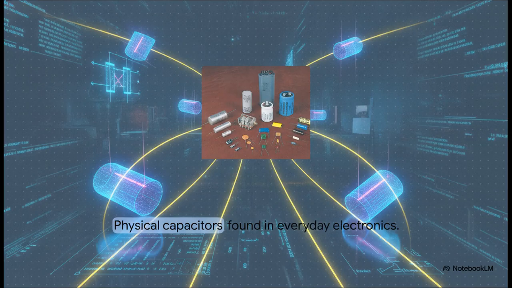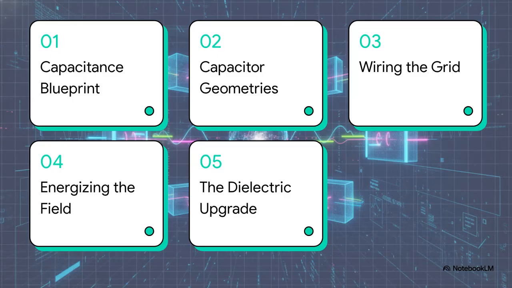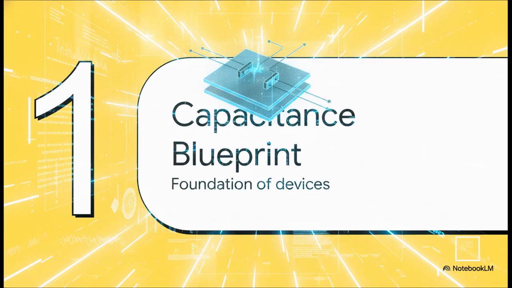That is exactly the problem our lab is going to solve today, and it's all thanks to the physics of capacitance. Here's our roadmap for today. We'll start with the blueprint of capacitance, then move into holographic capacitor geometries, wiring the grid, energizing the field, and finally, the dielectric upgrade. All right, let's dive into part one, the blueprint of capacitance.